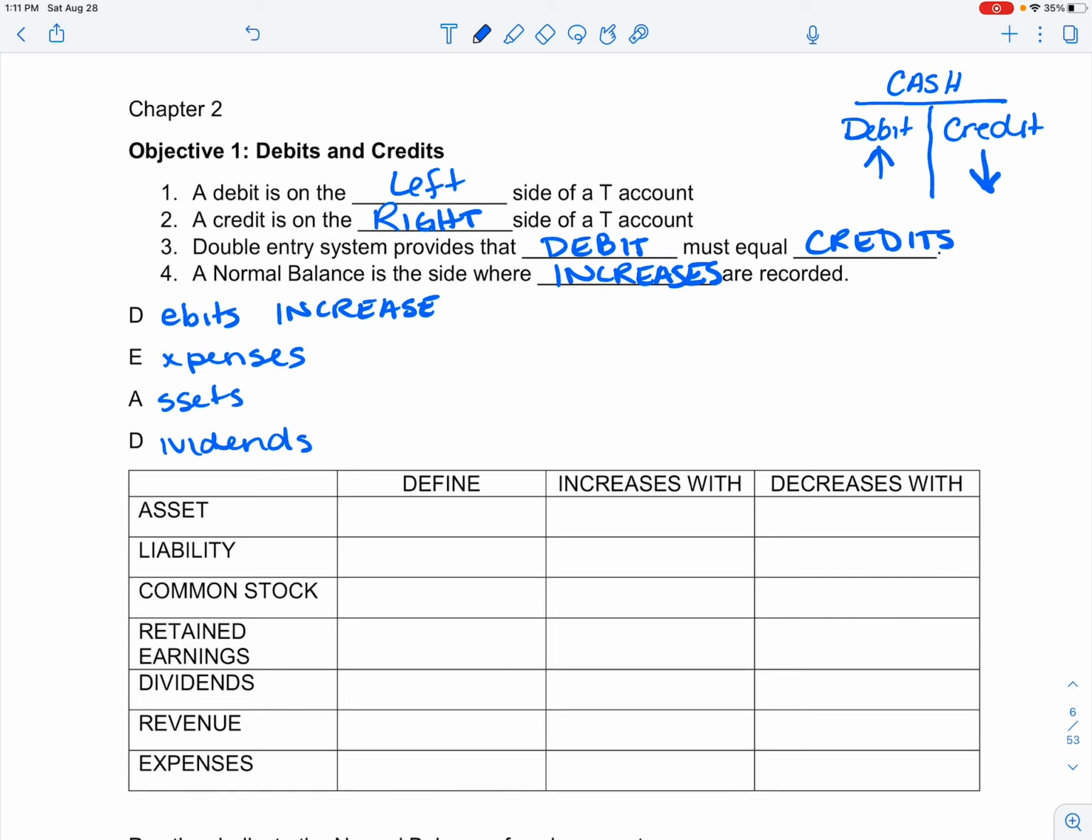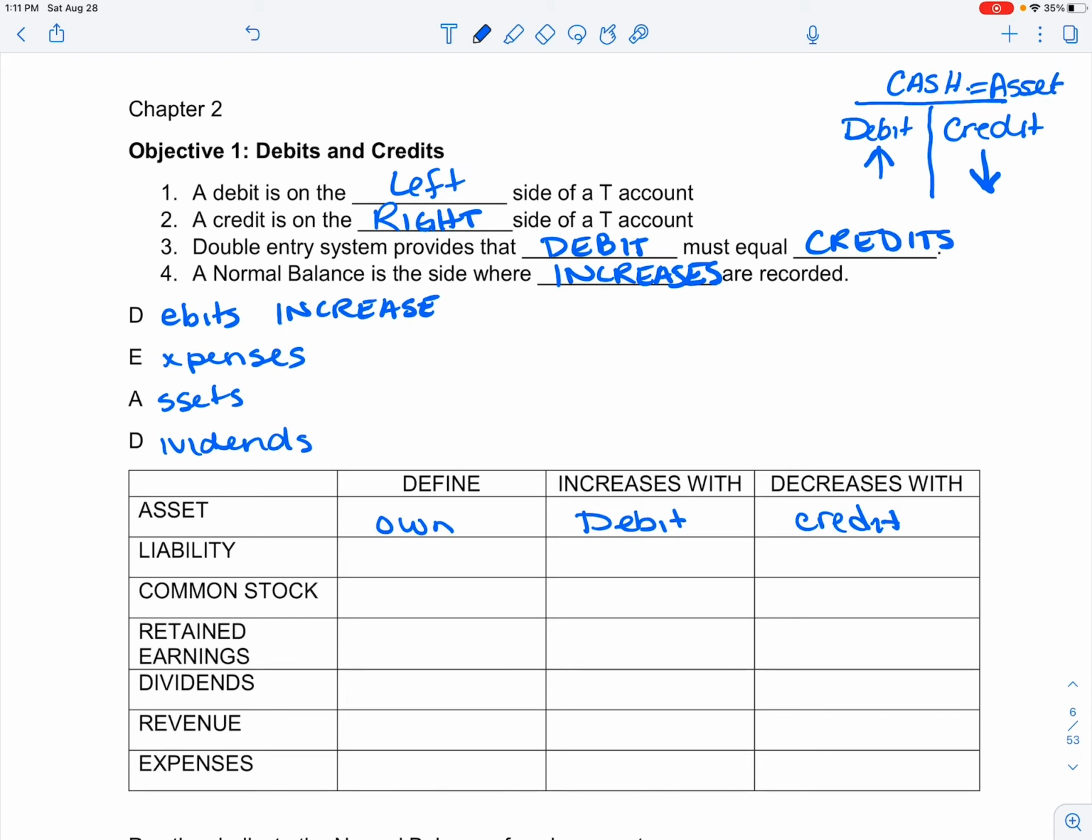So let's go through this. You can define each one of these again. The more we understand what each account is used for and what happens within those accounts, the better we will be. Again, an asset is something we own or control. It increases with a debit and then decreases with a credit, because cash, we know, is an asset.